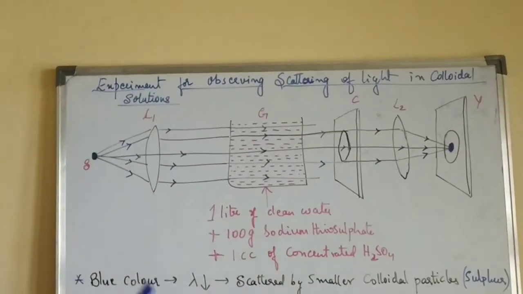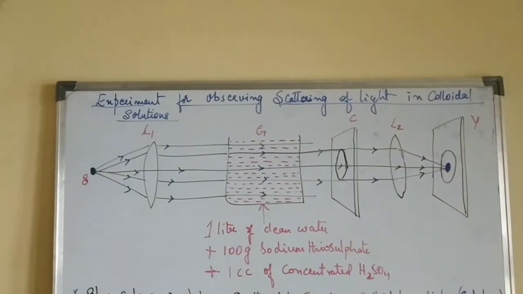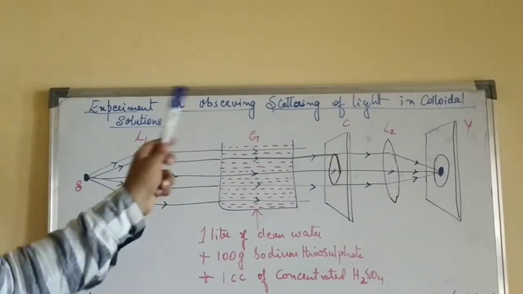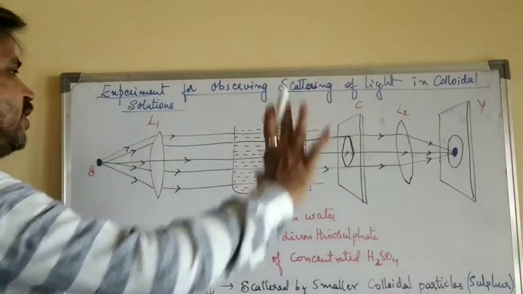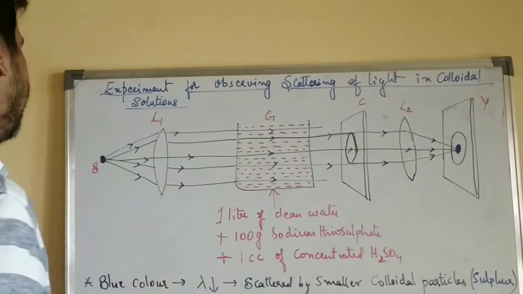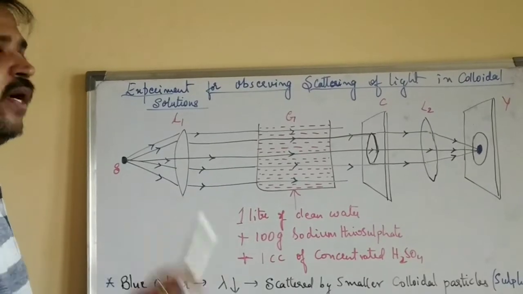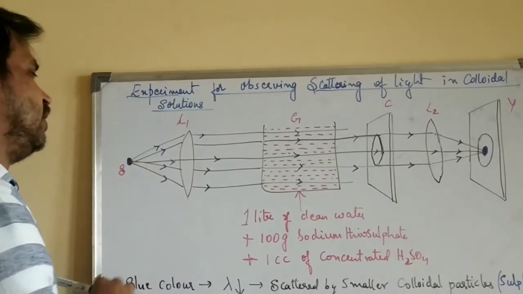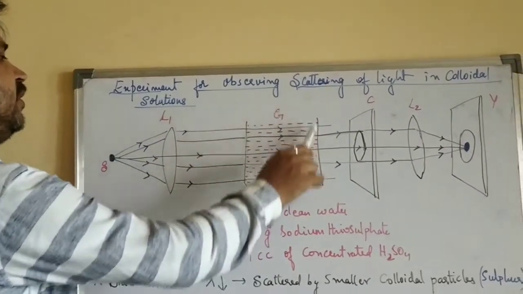Let us move on to the experimental process of explaining the Tyndall effect. Experiment for observing the scattering of light in colloidal solutions. Now, for this apparatus, let me explain. Here we have S, the source of light, that is white light. Next you have L1, the convex lens, the first convex lens, that's why L1. Now you have a transparent glass tank.